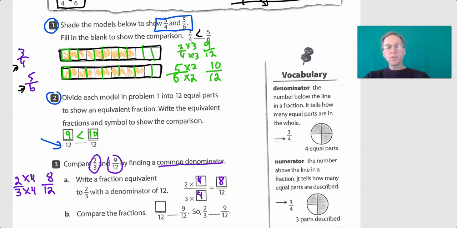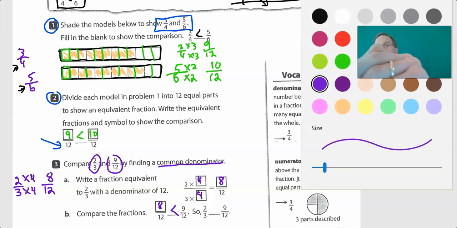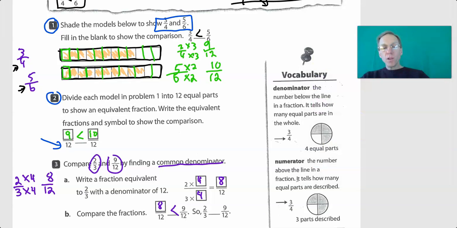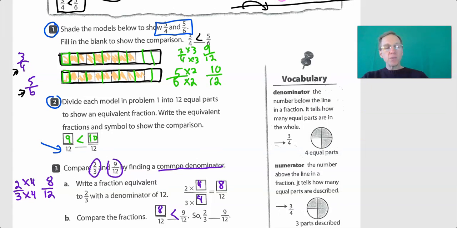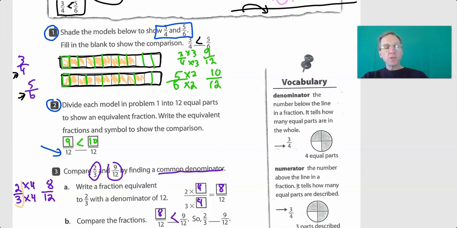And then they have 9/12. Well, 9/12, I don't need to do anything to it. So 8/12, go over here. 8/12 is less than 9/12. Now, I want you to watch this because remember, all I did was, let me show you over here. All I did was take 2/3, and because I multiplied by the same thing, I just renamed that fraction to 8/12. That's all I did. Okay, no big deal there.